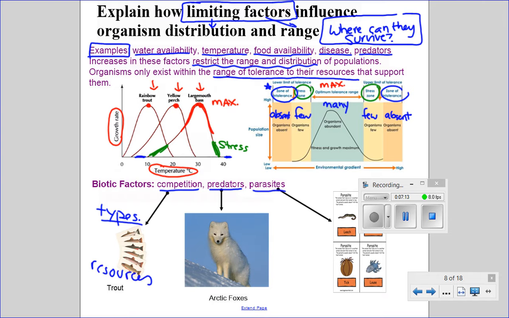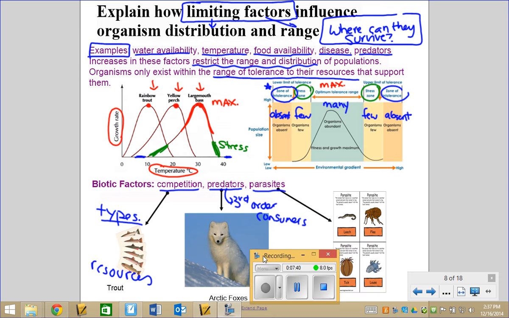So usually that is what competition is for. You want that food, I want that food, we're going to fight over it, one of us is going to win, one of us is going to lose. Predators, let's remind ourselves, are things like third-order consumers. Now, they could be second-order consumers, too, but usually when we think of predators, we think of things that are third or higher on their food chain.